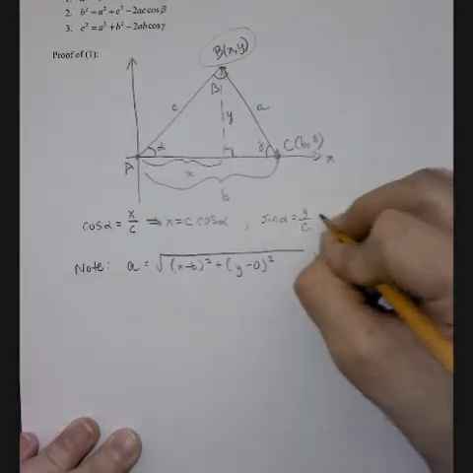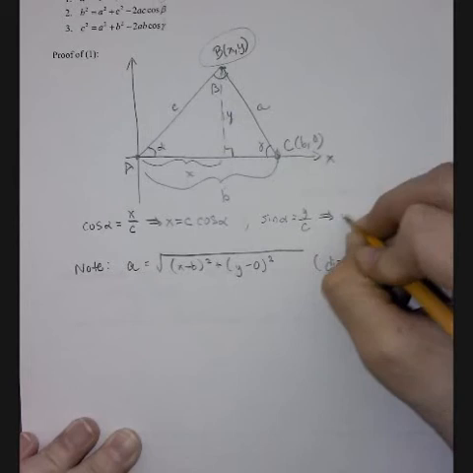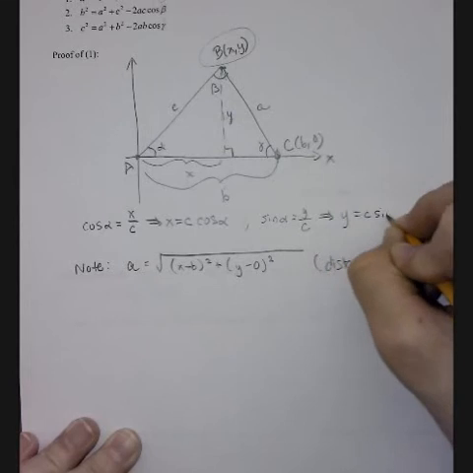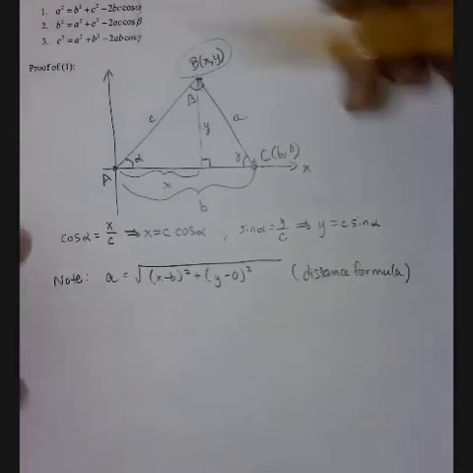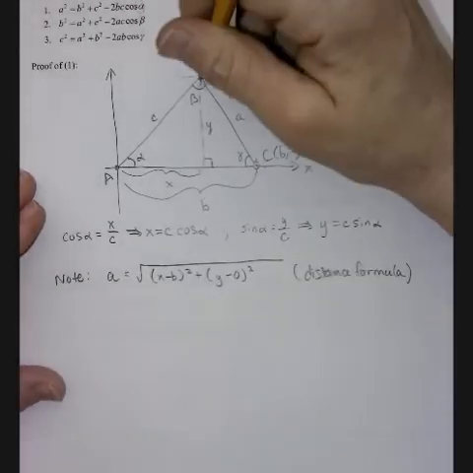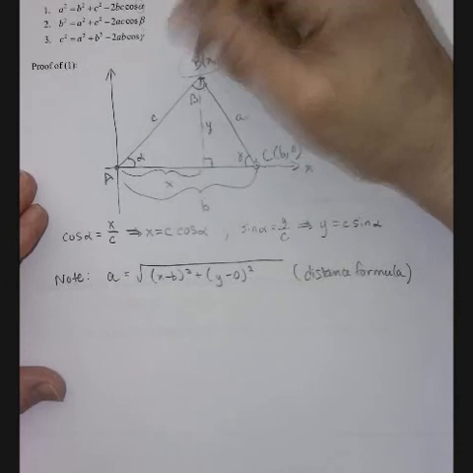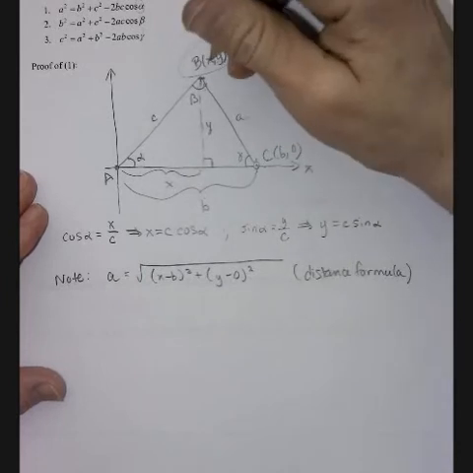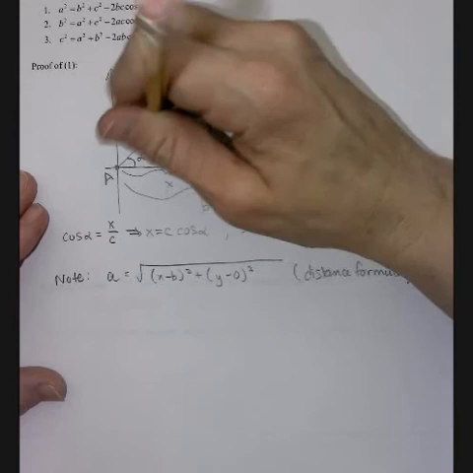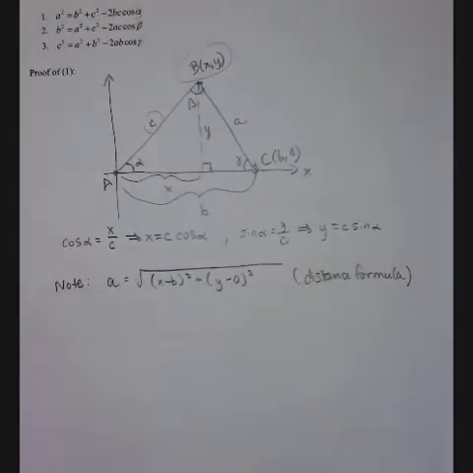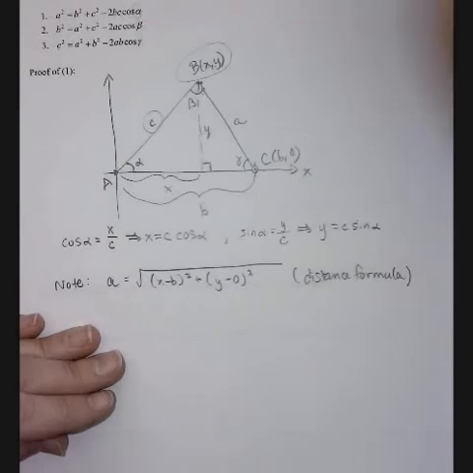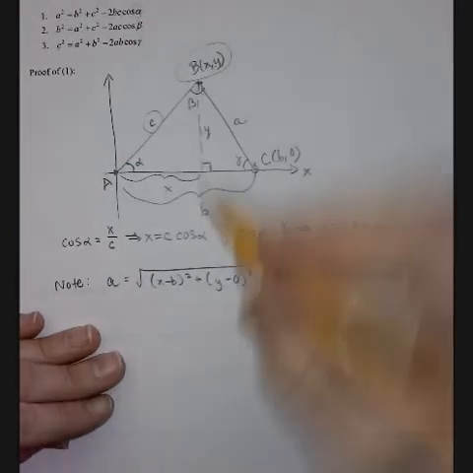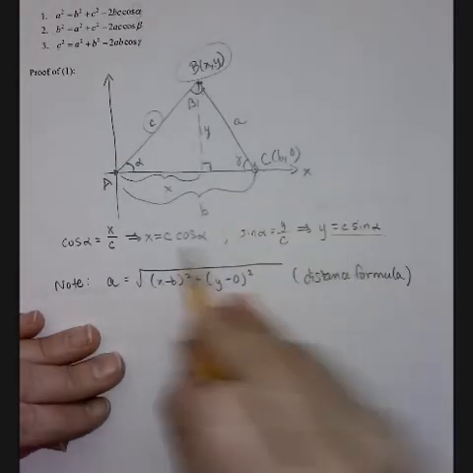So that implies that y equals c sine alpha. And this is, again, you can use the definition of the trig functions where cosine is the x coordinate over the radius. In this case, the radius is c. The sine is the y coordinate over the radius. The radius is c. So I'm going to replace x and y with these expressions because they include the parts of the triangle.